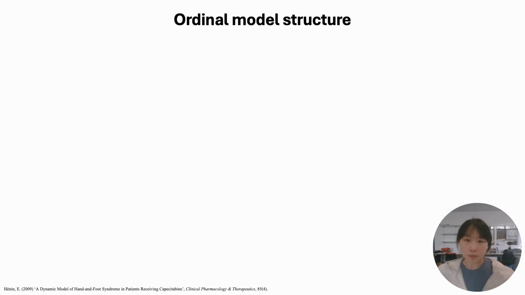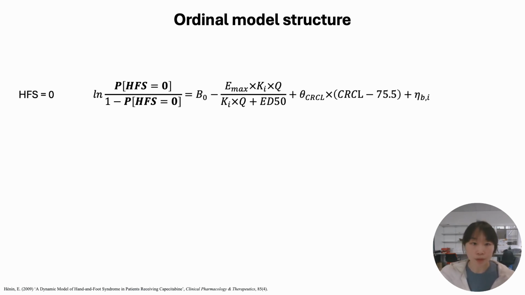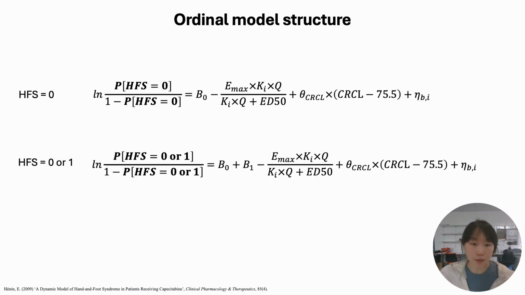Then they use specific equations to represent this log of odds. So this is a complete formula for calculating grade 0. This is for calculating grade 0 or 1. Specifically, we can see a term K times Q. The Q here is the cumulated dose, which is calculated by the kinetic pharmacodynamic modeling.